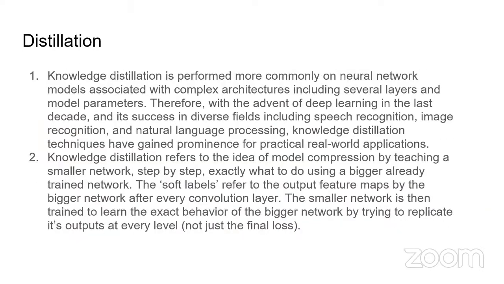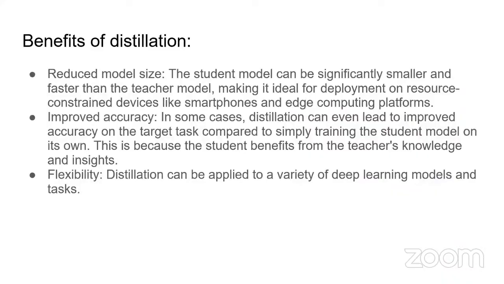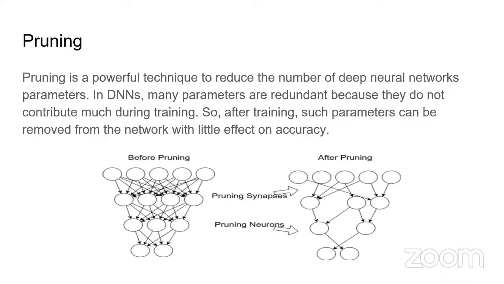Then we have understood about distillation. Distillation is a student-teacher architecture. Here we are using a smaller model, which is a student model, which will learn to mimic a larger model, which is a teacher model, to achieve similar performance with lesser complexity. Then at the last, we have understood about pruning. Pruning is a technique which removes the less efficient parts of the model, which will result in a leaner structure without sacrificing too much accuracy.